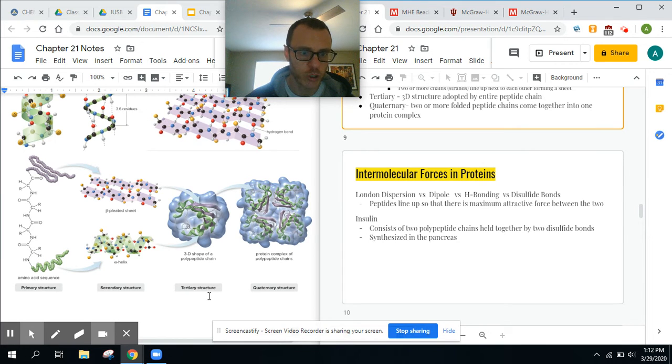This is your tertiary structure. Okay, so you can see it's a little bigger. You can see all those twists and turns and beta pleated sheets. And then your quaternary structure, the protein complex of polypeptide chains. So you can see there's a whole lot of stuff going on. So it becomes very difficult to talk about the chemical structure of a protein simply because there's just so much happening. So we're going to stick with this. We are essentially going to be focused on the primary structure.